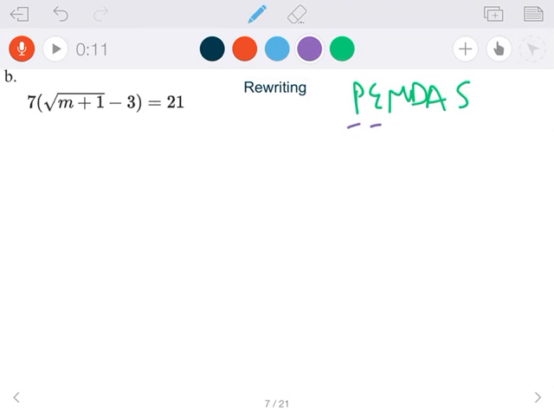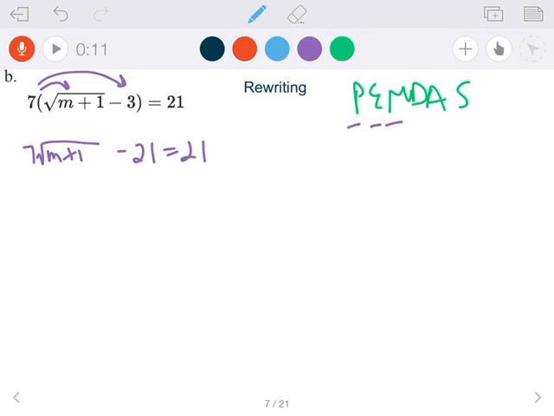But when we look at multiplying, we are multiplying. So we have 7 times the square root of m plus 1 times minus 3. So we can distribute that 7 to rewrite the equation. There's not much else we can do as far as rewriting here, but I can now, I guess, start undoing. So trying to get the m by itself.